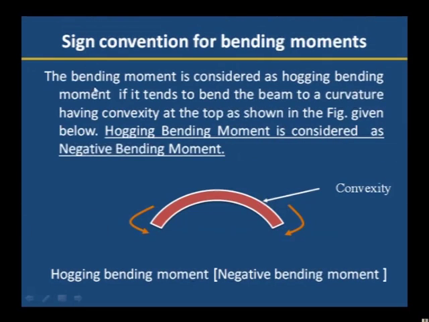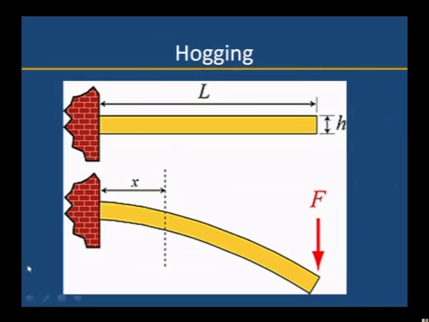The second type of bending moment is hogging bending moment. If it has convexity upward, it is known as a hogging bending moment. This is also known as a negative bending moment. Hogging bending moment is observed in the cantilever beam. When a cantilever beam is loaded on the free end, it will bend like this. Therefore, the upper portion will be under tension and the bottom portion will be under compression. This cantilever beam will undergo the hogging bending moment.